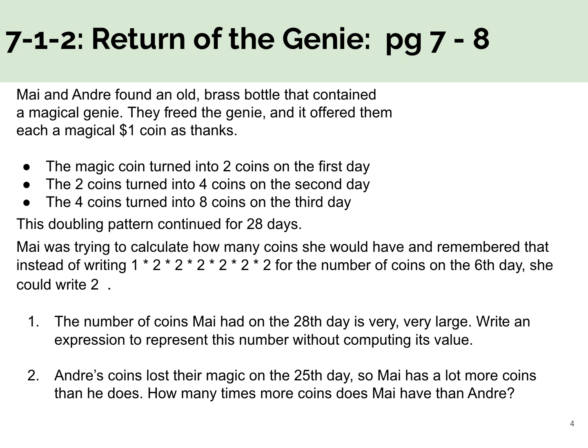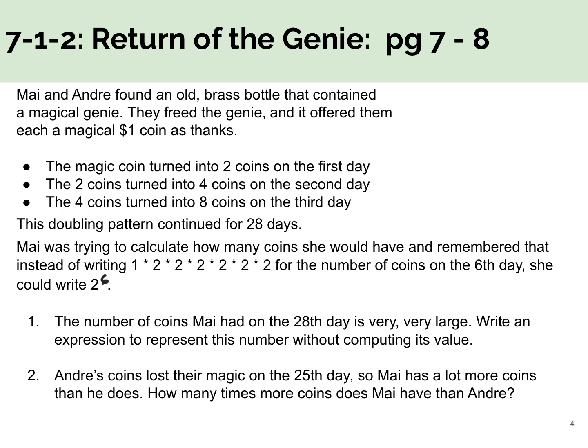Maya tried to calculate how many coins she would have and remembered that instead of writing 1 times 2 times 2 times 2 times 2 times 2 times 2 for the number of coins on the 6th day, she could write it as 2 to the 6th power. So number 1, this is on page 8, but it's also here. It says, the number of coins Maya had on the 26th day is very, very large. Write an expression to represent this number without computing its value. So go ahead and pause, write that down, and then come back to me.